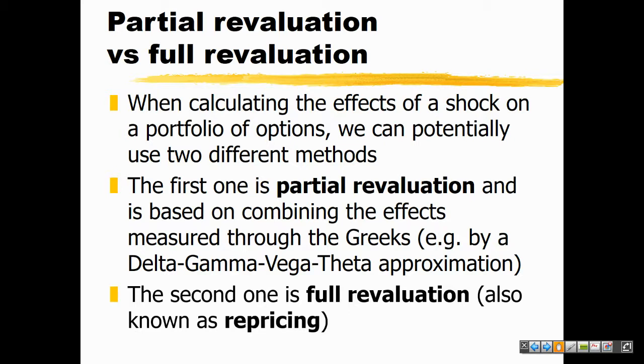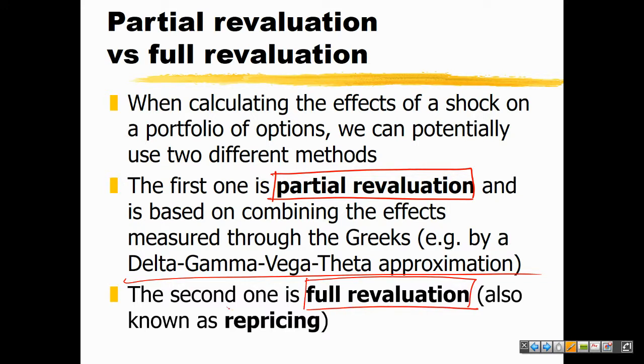And I want to make sure that you know what these two things mean when working outside in the finance world. Partial revaluation is when you estimate the change in the market value of a portfolio of options through partial derivatives. So you estimate through the Greeks, for instance, through a delta gamma vega theta approximation as an example. The alternative is when you do a full revaluation or repricing. Let me clarify the difference.